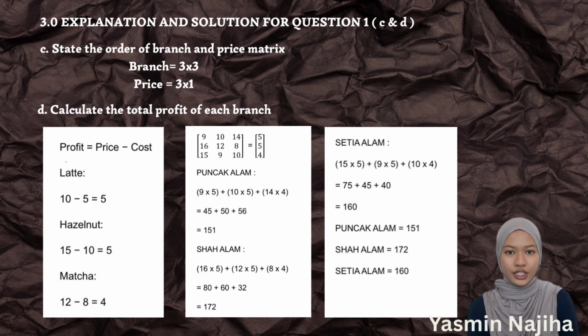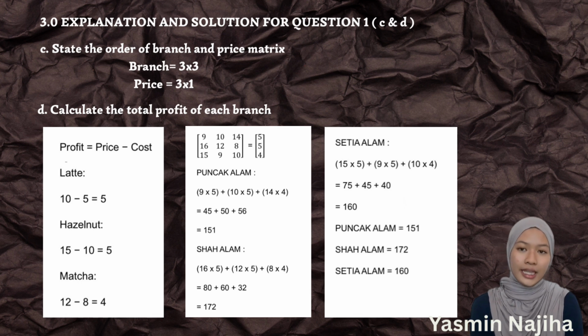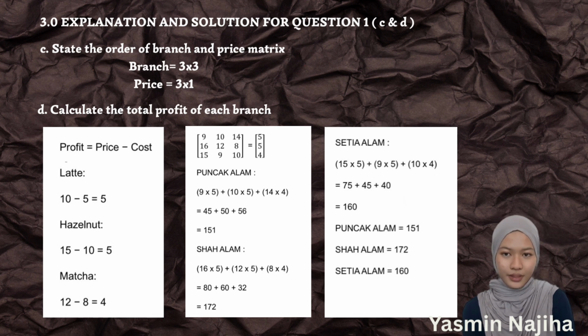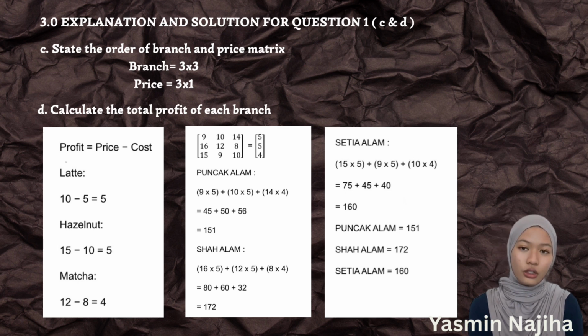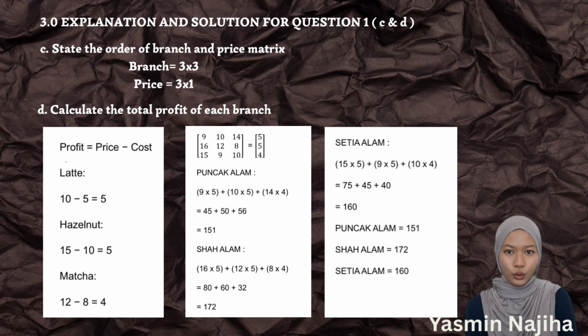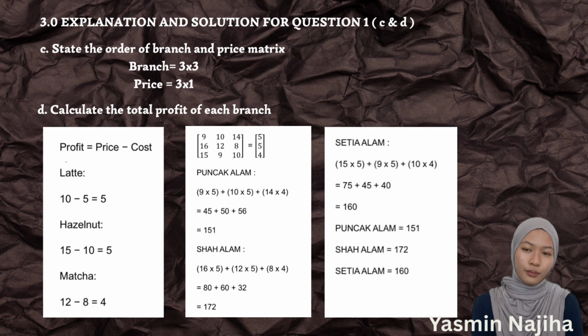Next, for question D. First, we calculate the profit per unit by subtracting the cost from the selling price. The profit is 5 ringgit for latte, 5 ringgit for hazelnut and 4 ringgit for matcha. Next, we use the sales matrix, which shows the number of coffees sold at each branch. To find the total profit, we multiply the sales matrix with the profit matrix.